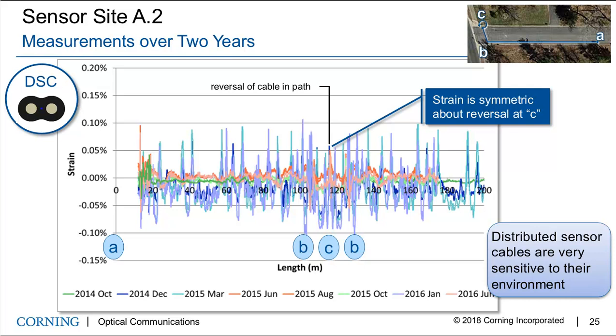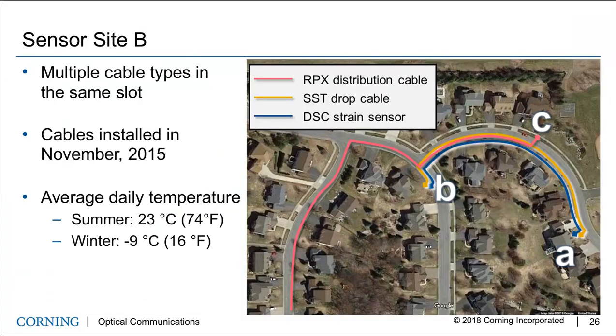And so again, this shows us that these distributed sensor cables are very sensitive to their environment. And then lastly, I wanted to describe the deployment at Site B. This was a different location in a different part of the country. In this place, multiple cable types were installed in the same slot. And so here we'll look at the distributed strain sensor cable, the DSC, the drop cable, and the RPX distribution cable.